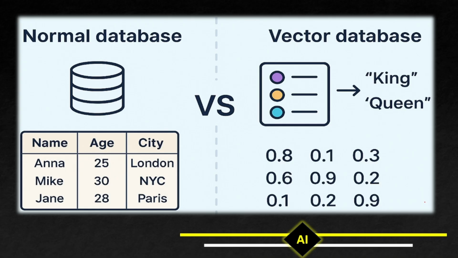Make sense? If we look at vector databases and normal databases in one view, we can see here the normal database like SQL or MySQL. You see here these are headers, or this is called a column. This is another column, this is another column, and this becomes a row. So Anna has age 25 and city is London. Mike has age 30 and city is NYC. Jane has age 28 and city is Paris. Likewise, if you see the vector database, king and queen are stored with these vectors.